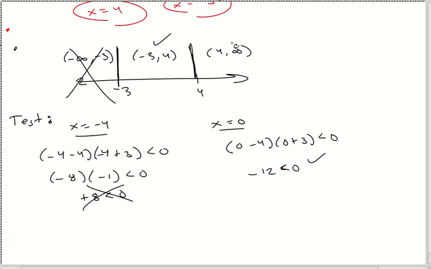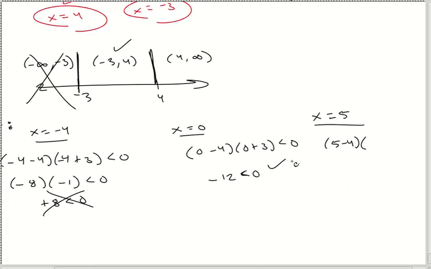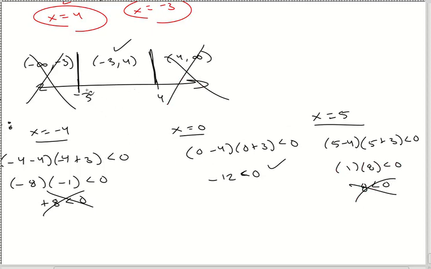Last one. What's an easy number that's more than 4? I don't know, 5. So I've got 5 minus 4 times 5 plus 3 less than 0. So I've got 1 times 8. Is 8 less than 0? No. So that's not my answer. This is my only answer.